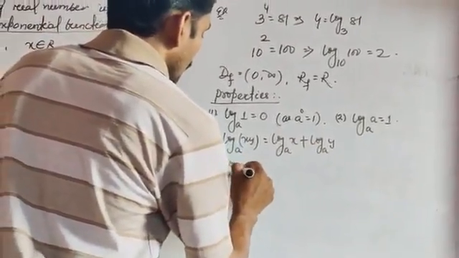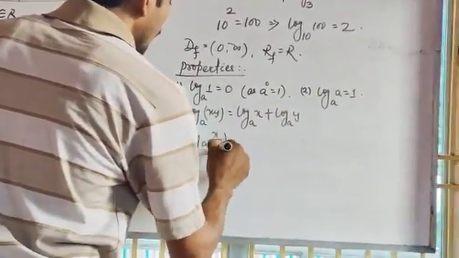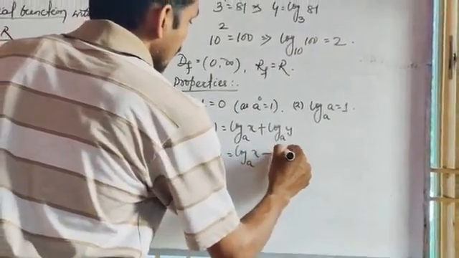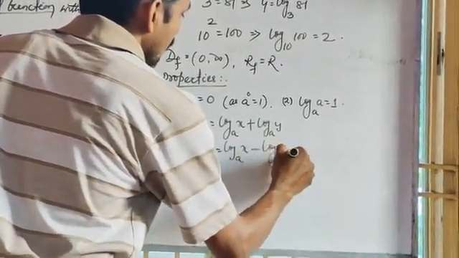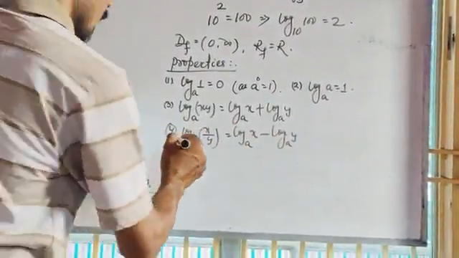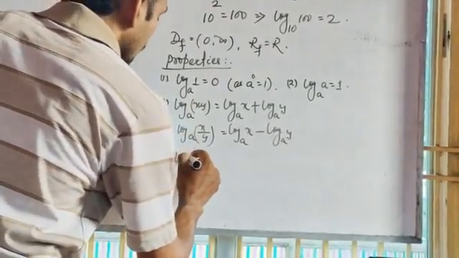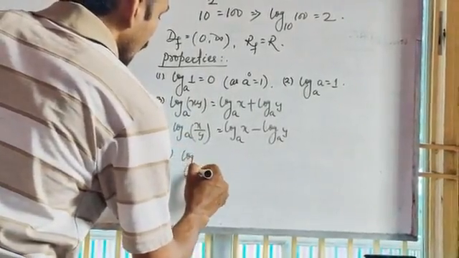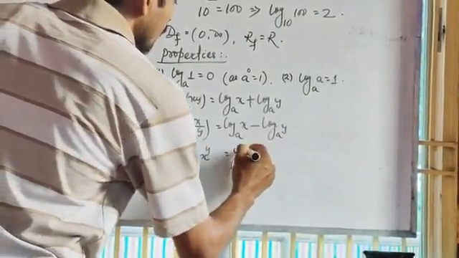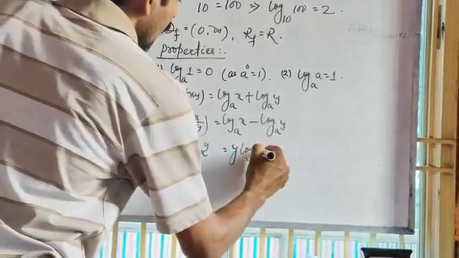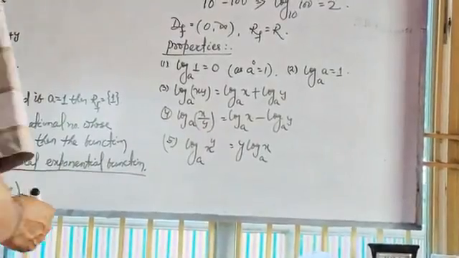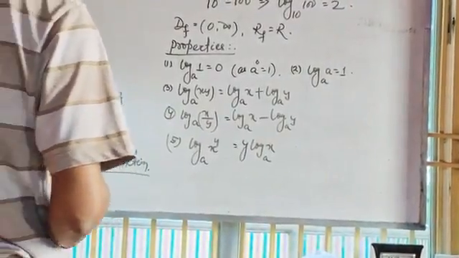Number 4, log a of x by y. It is log a x minus log a y. When it is divided, it is subtracted. Number 5 is log a of x to the power y. This is y log a x. Your exponent will be taken outside.